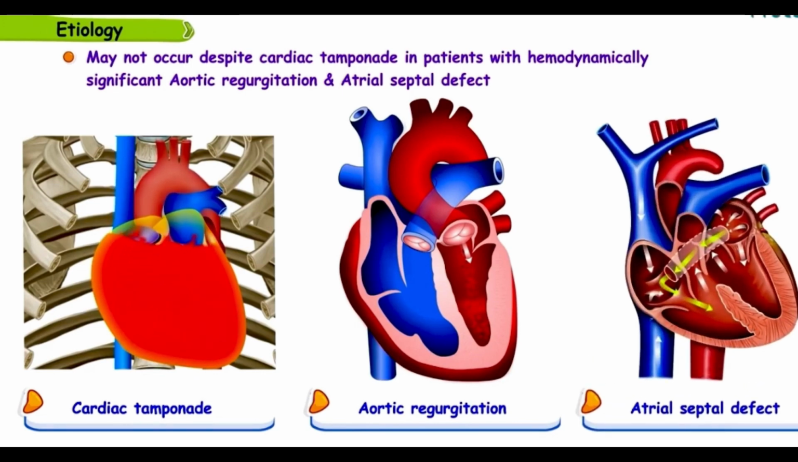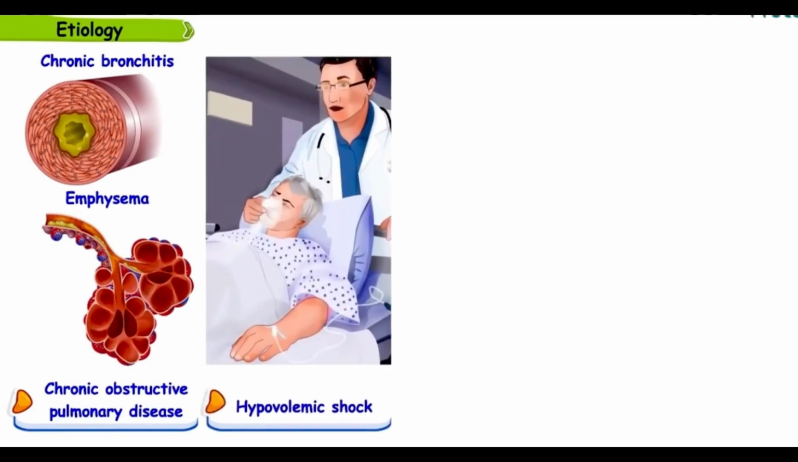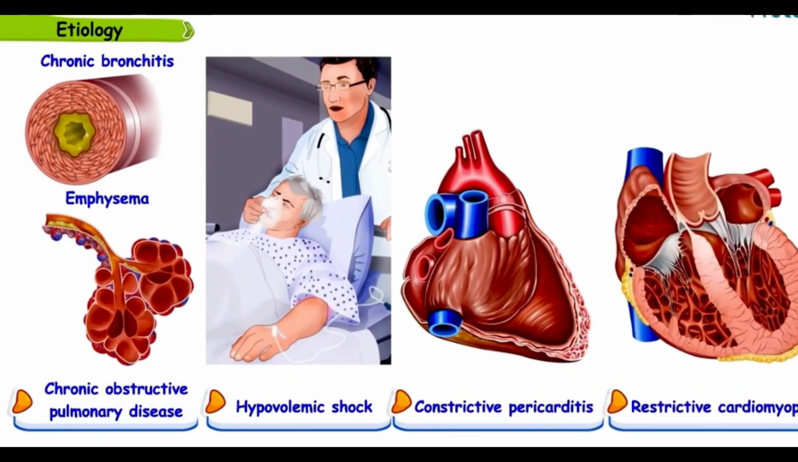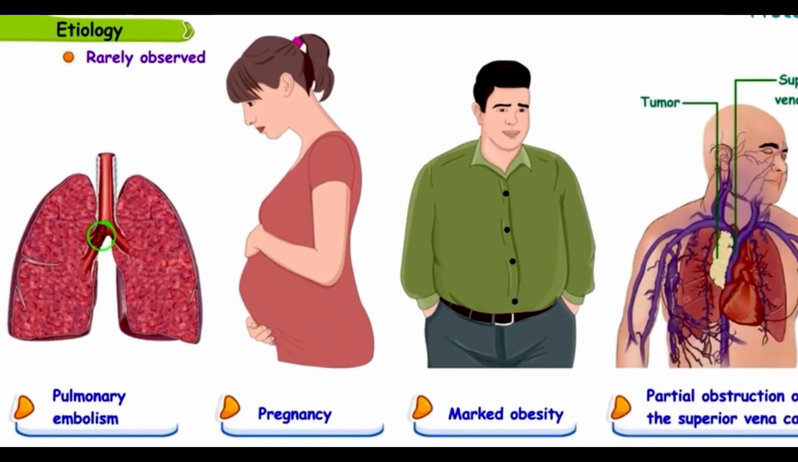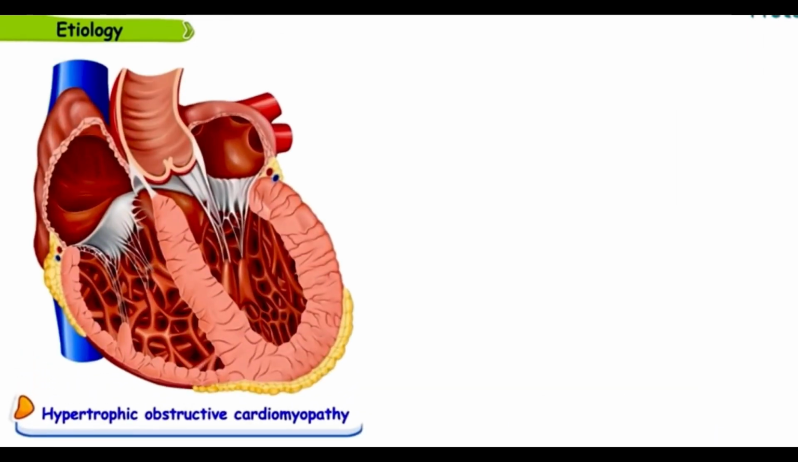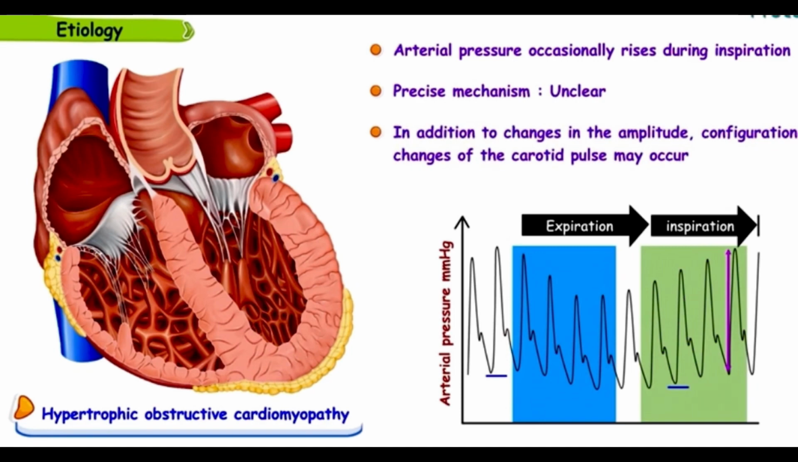In addition to tamponade, Pulsus Paradoxus can occur in chronic obstructive pulmonary disease, hypovolemic shock, and infrequently in constrictive pericarditis and restrictive cardiomyopathy. It is rarely observed in pulmonary embolism, pregnancy, marked obesity, and partial obstruction of the superior vena cava. In hypertrophic obstructive cardiomyopathy, arterial pressure occasionally rises during inspiration, a reversed Pulsus Paradoxus. The precise mechanism for this phenomenon is unclear. In addition to changes in the amplitude, configurational changes of the carotid pulse may also occur.